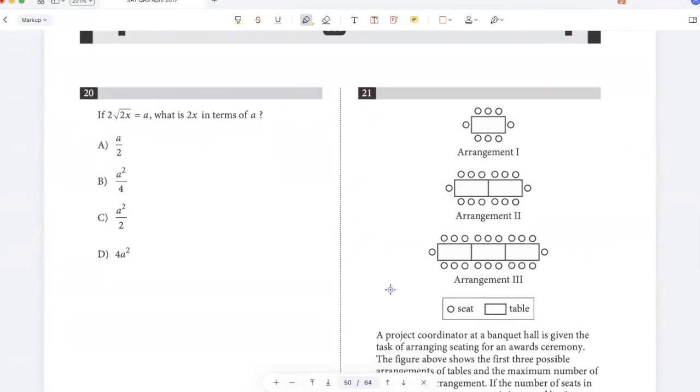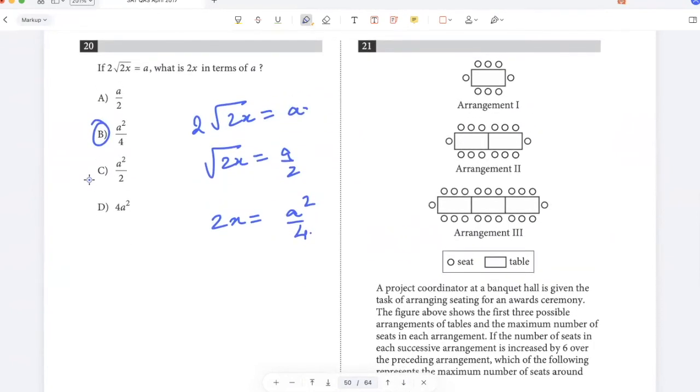Okay, if 2 root 2x is A, what is 2x in terms of A? So 2 root 2x is A. So root 2x is A by 2. So 2x is A squared by 4. So B.